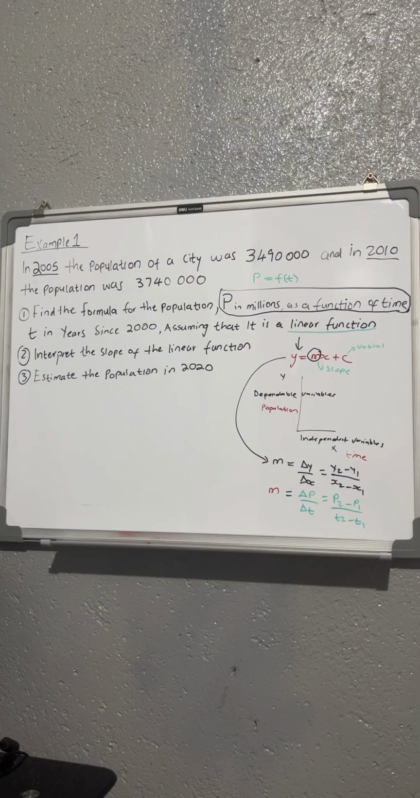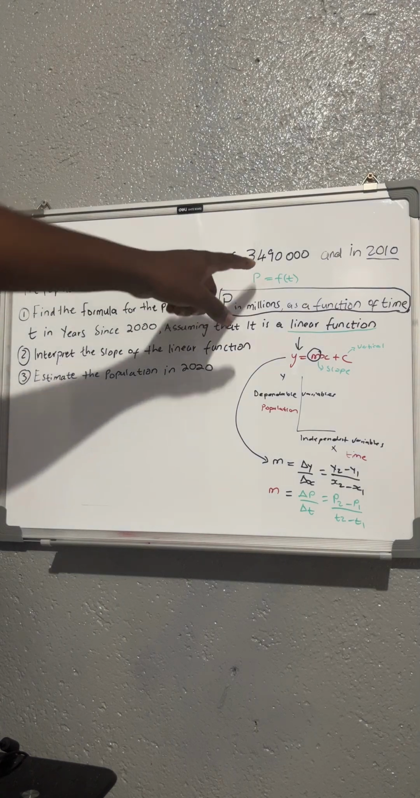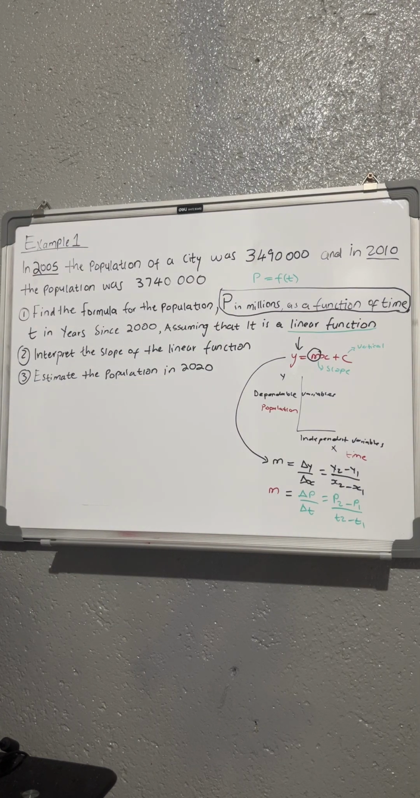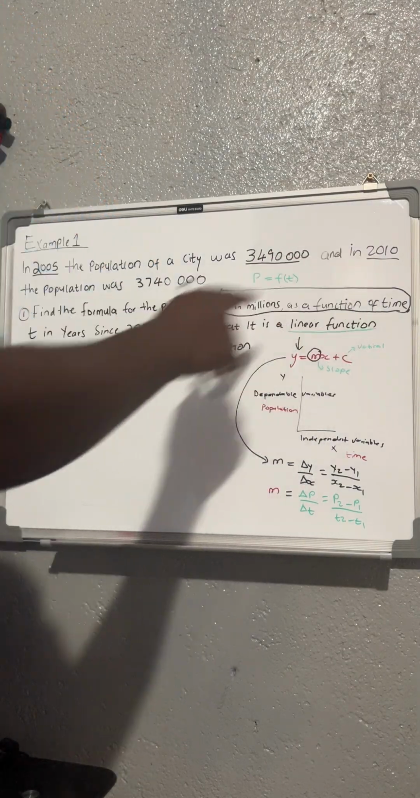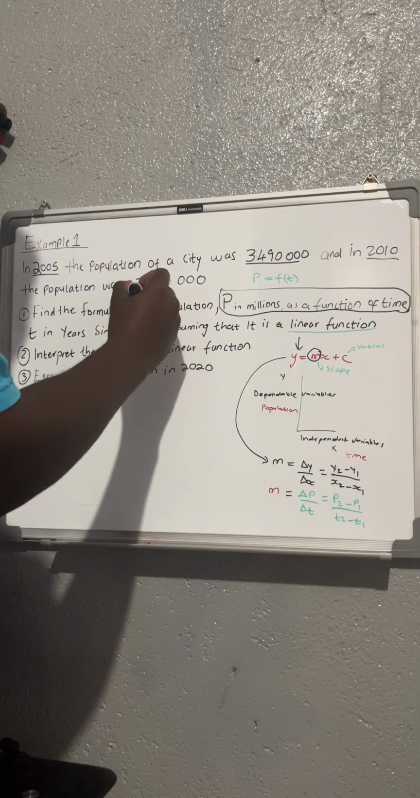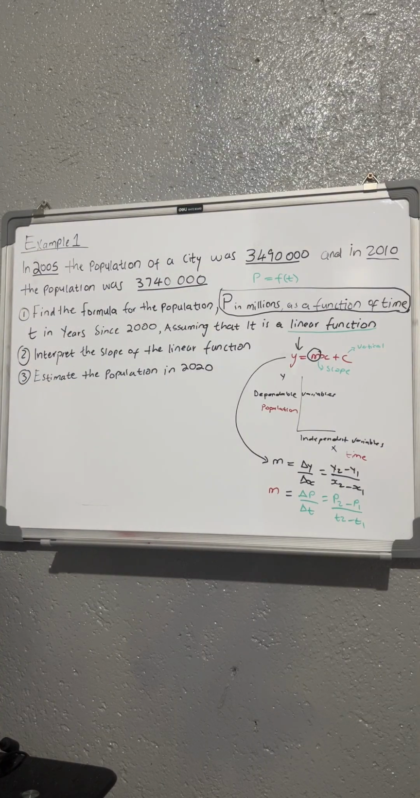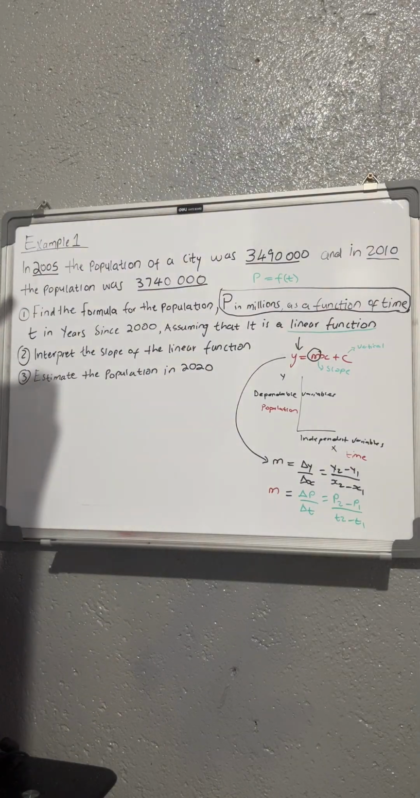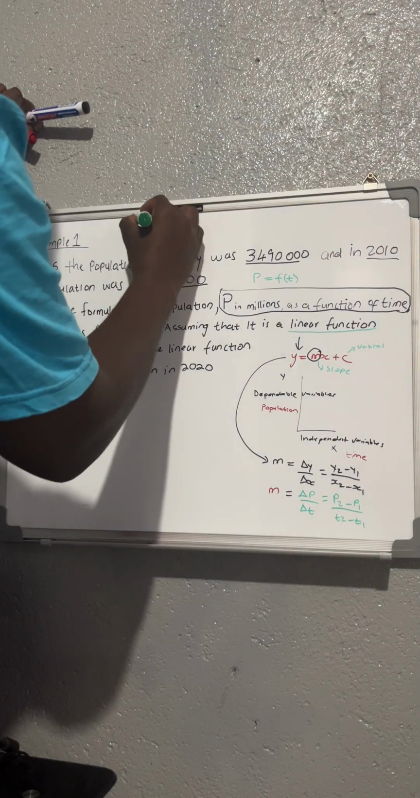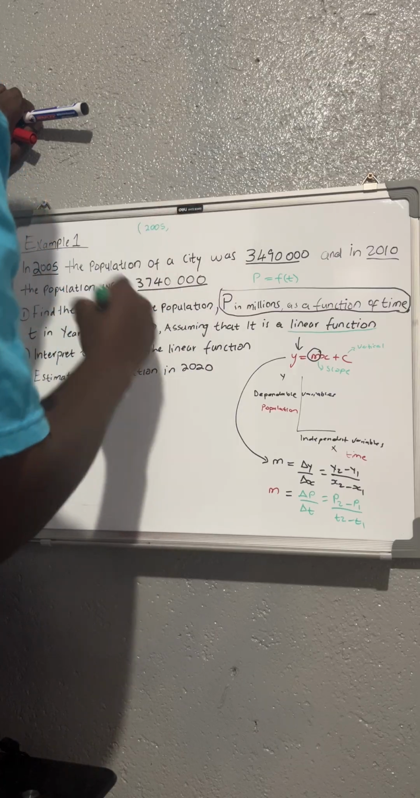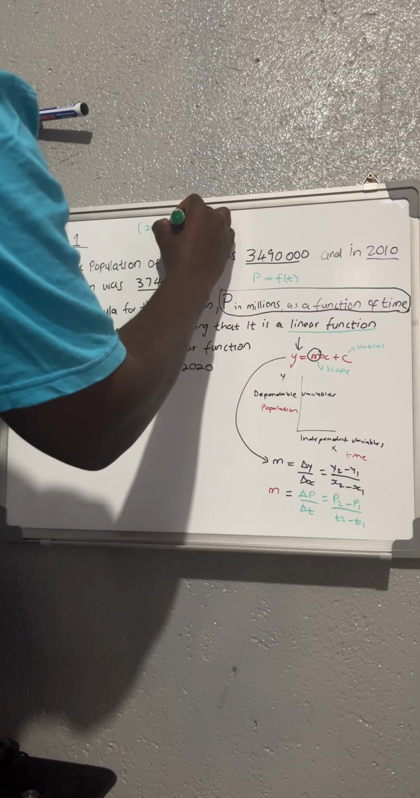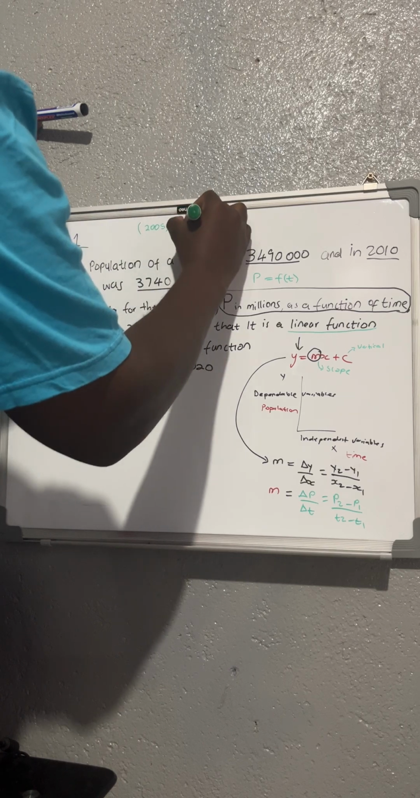Those are the ones you have to pay attention to, because they say in 2005 the population of the city was 3.49 million. So we have to also underline this one. Then they say in 2010 the population was 3.74 million. So now you see that we can say we have the first point as 2005 and 3.49 million.